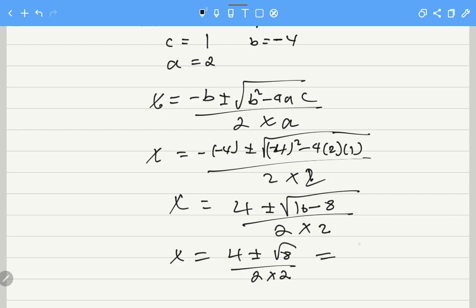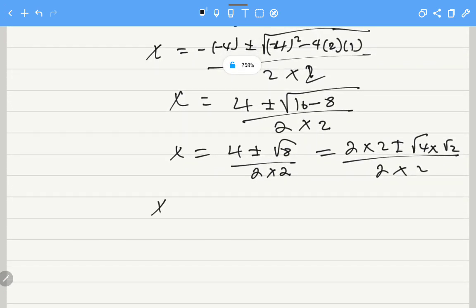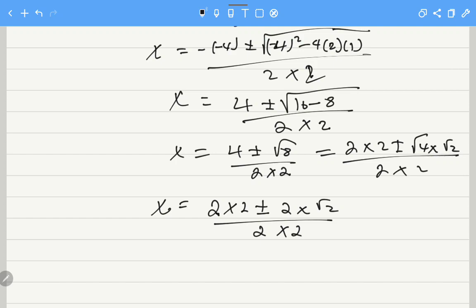But we can write this 4 as 2 times 2, and the plus or minus root 8 as root 4 times root 2, and the denominator as 2 times 2. Now your x is going to be, so there are two terms, 2 times 2, and this root 4 is 2. So 2 times 2 plus or minus 2 times root 2, everything over 2 times 2.